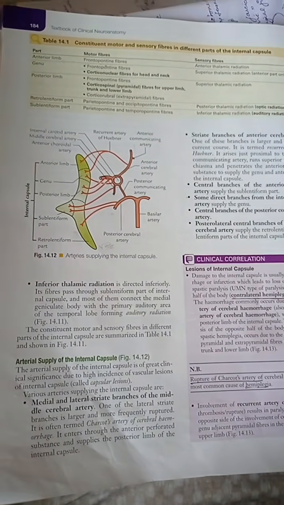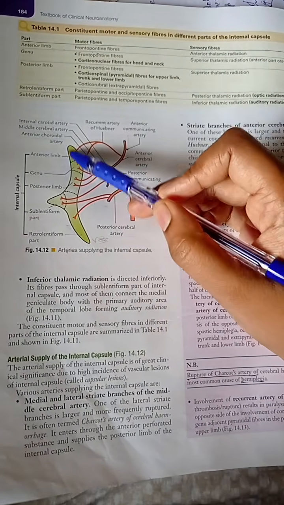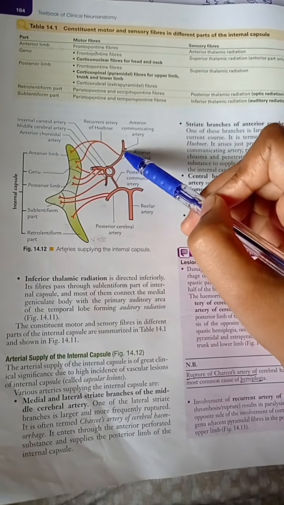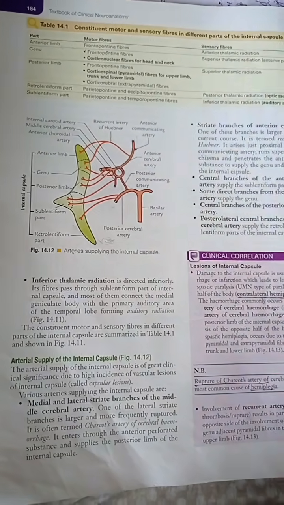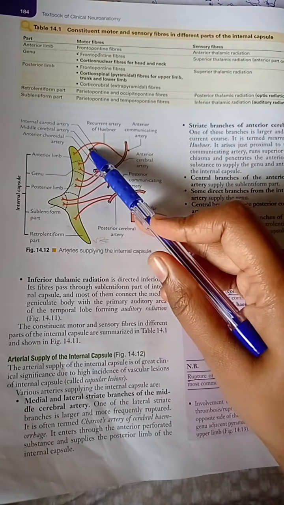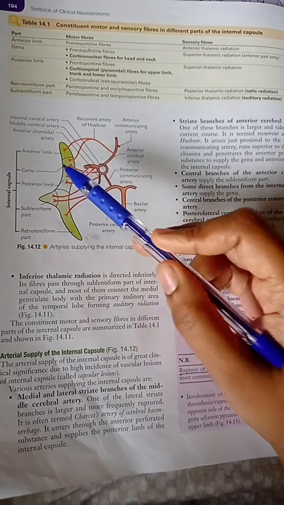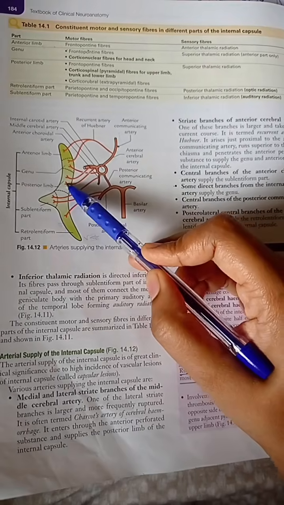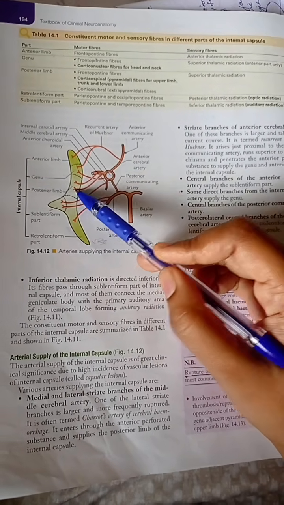Now we will see the supply from these arteries to the internal capsule. To the anterior limb, always the anterior cerebral artery will be giving a branch, and its name is the recurrent artery of Hubner. And next thing, to the genu, the recurrent artery of Hubner will be coming and also a direct branch from the internal carotid artery will be coming. And the third thing is the posterior limb: direct branches from the middle cerebral artery will be coming and supplying the posterior limb.